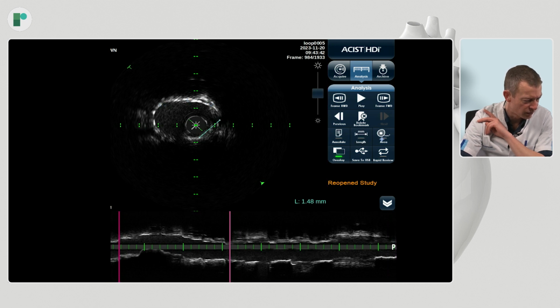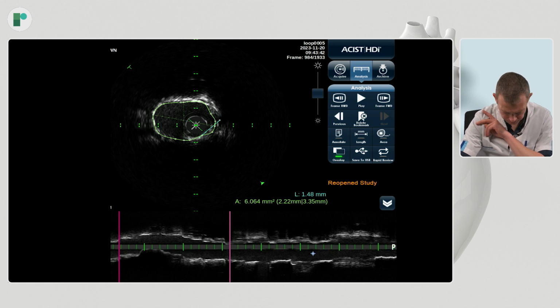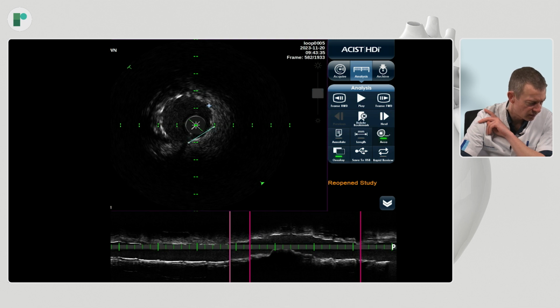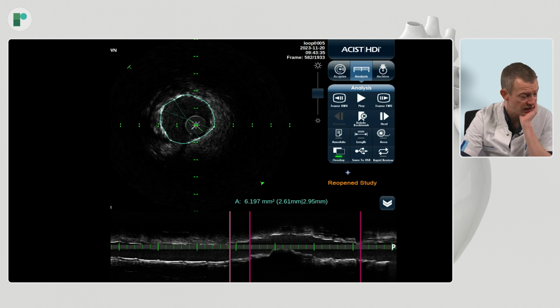You could obviously argue that in this case, in retrospect, we should have done more in terms of using rotational or orbital atherectomy or shockwave here in the area of 6. So the post-dilatation did do something. But at the site of the post-dilatation, I think that was at frame 583. Yeah, here it was bigger. So here we were with the 4.8, and we are now at 6.1. So this is what the post-dilatation did.